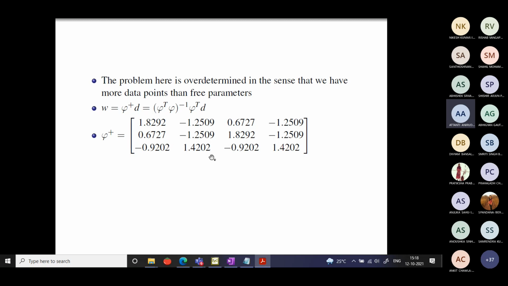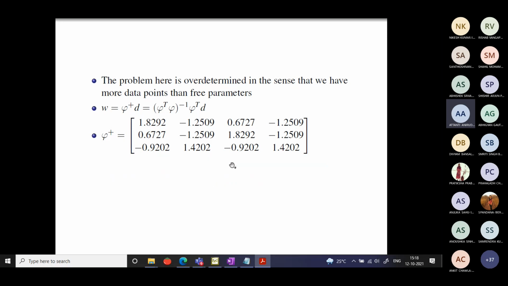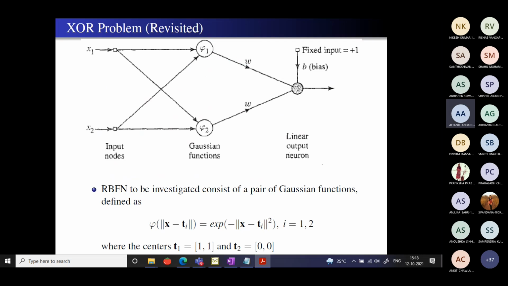I'm not expecting that you'll be calculating here. If the value is small, of course you can do it. This is 2 cross 2 or 3 cross 3. For large values, we have to depend on some sort of computing software. And finally, when substituting all these things, we get these values of weights. This completes the specification of RBFN. Once we substitute these values in this particular network, it solves this XOR problem.